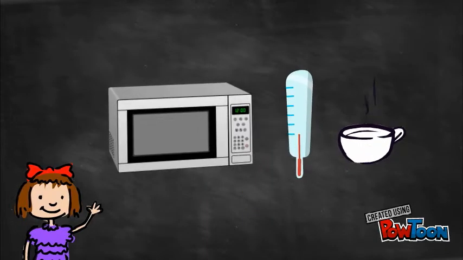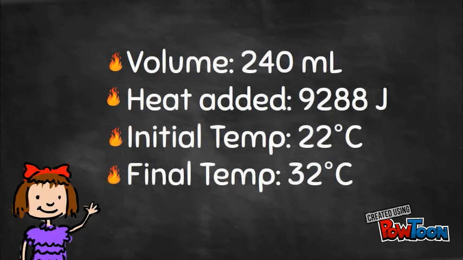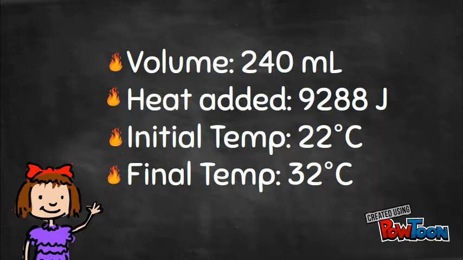One day, Caitlin decides that she wants to calculate the specific heat of apple juice. She pours out a cup of apple juice and puts that into the microwave, making sure to take the temperature both before and after. She then records her data where volume is 240 milliliters and she added 9,288 joules of heat to the juice. Her initial temperature was 22 degrees Celsius and her final temperature after it came out of the microwave was 32 degrees Celsius.